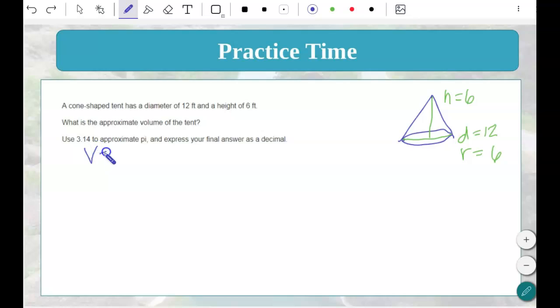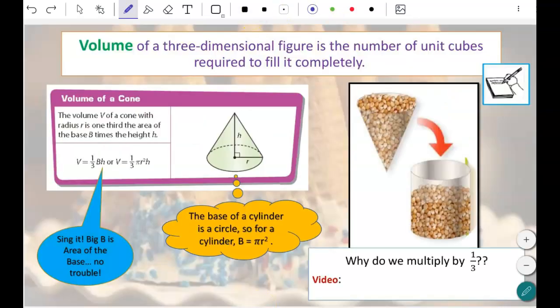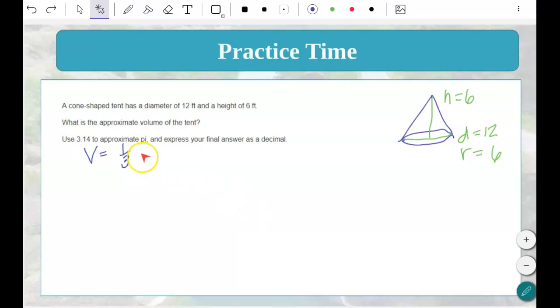So remember, a cone is 1/3. Let me just back it up real quick. Remember that we talked about this. It takes 3 of these cones to fill up this cylinder. They have the same base size. The circles are the same. And the height would be the same. So it takes 3, so we multiply by 1/3, and it's the same as dividing by 3. So we're going to find the area of the base times the height and divide by 3.